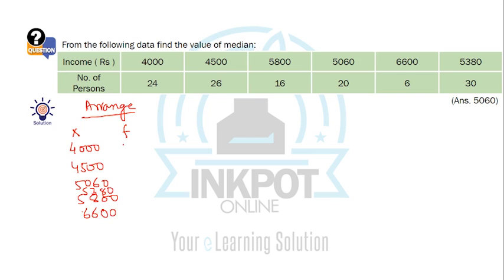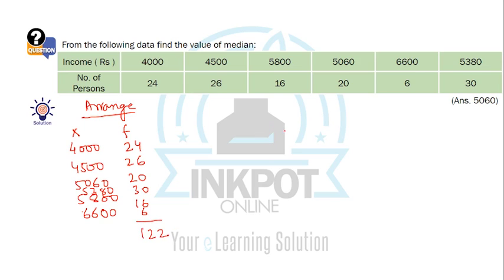In frequency we will have the corresponding ones: 4000 की 24 थी, this is 26, 5060 की we have 20, 5380 की we have 30, then we have 16, and finally we have 6 as well. So we take the total of the frequency, that turns out to be 122.